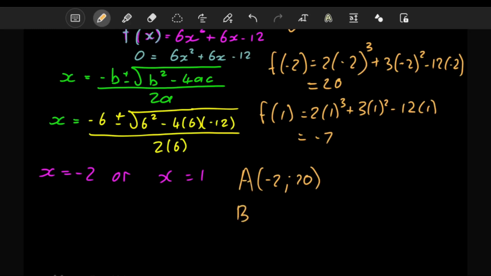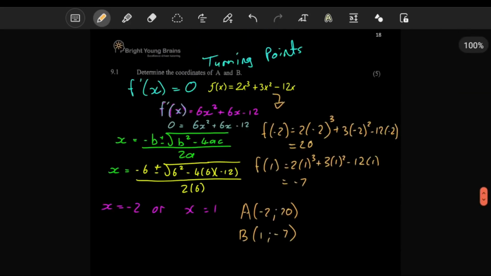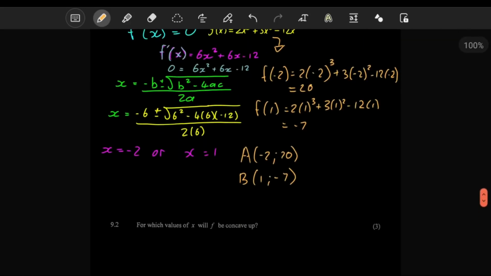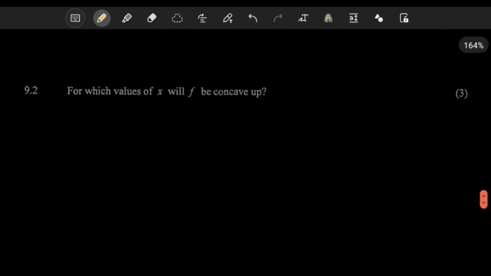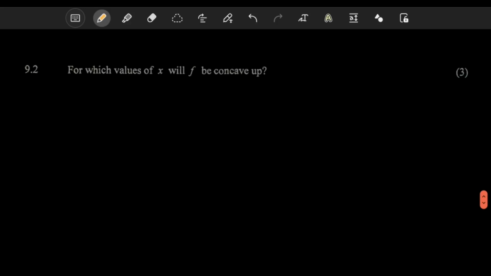B, we said it's the one with the 1 and the negative 7. Perfecto. You get your 5 marks and you run. You keep moving. You don't waste time. When you get free questions like these, just get them right and keep it moving. Don't even waste time.